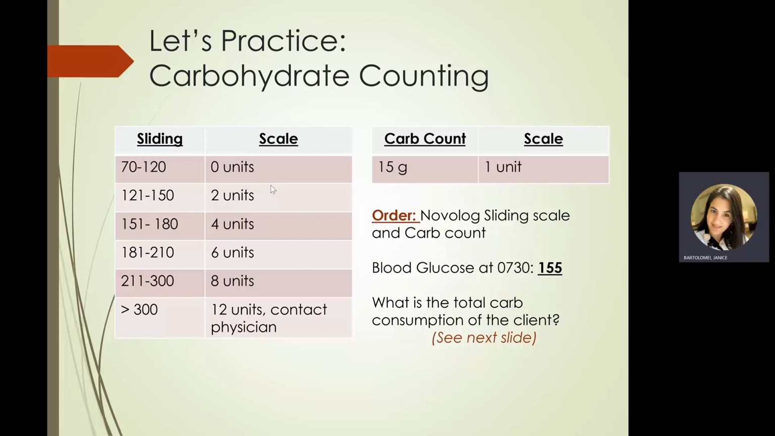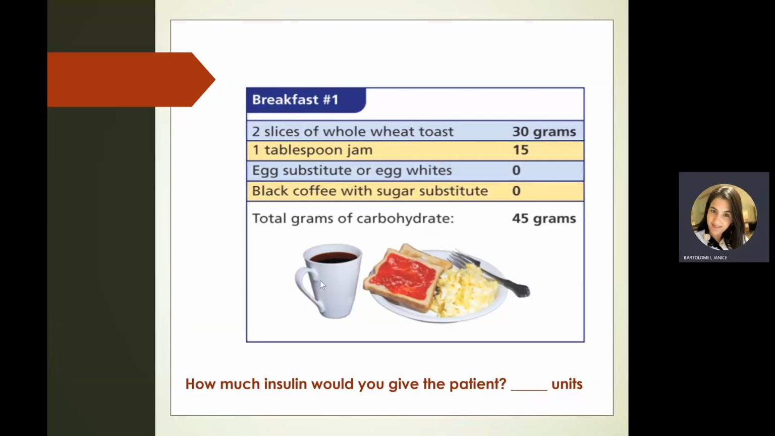So 45 divided by 15 is 3. 3 plus 4. How many units of insulin are you giving this patient? 4 plus 3 equals 7. Okay, that's how you do sliding scale and carb count.